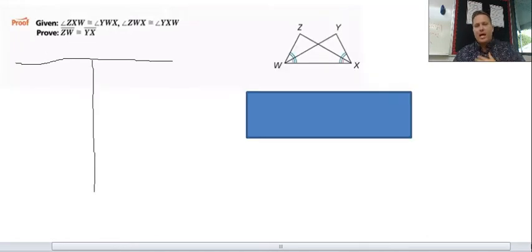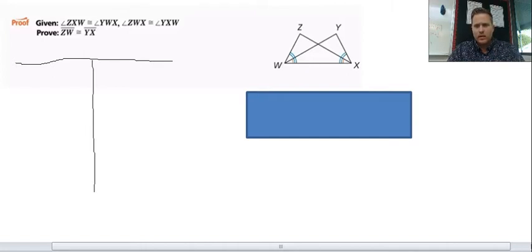Alright, so my last one that I have right here is we're going to do a proof, and we're going to try and prove that ZW is congruent to YX. So I see I have these two triangles right here, and I see how they overlap each other. Now what I should do when it comes to this is I should always try and draw a picture of them separate, because it makes it a lot easier for me to see what they have in common, where they overlap. So what I would do right here is we should draw a picture.